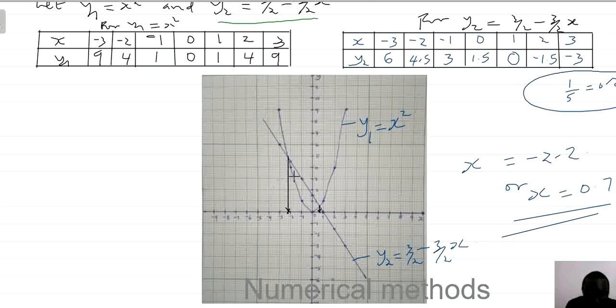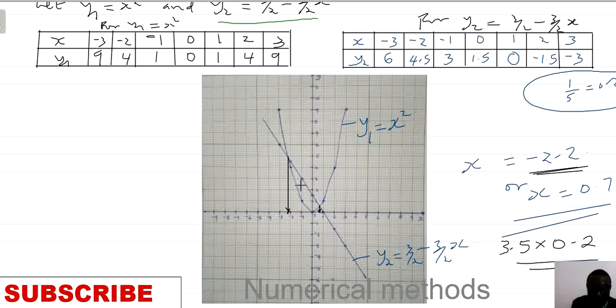So from here, if you happen to read very well, you can see this here is taking one small box there. We know that from here up to here has 5 smaller boxes, and this is a unit. So 1 divided by 5 we get 0.2. So that means one smaller box is 0.2. Up to here, this here is negative 2.2 there. Then here I'm seeing it is in the middle. This is 3.5. Now 3.5 times what one smaller box represents, we shall get 0.7. So this is how we get the roots using graphical method.